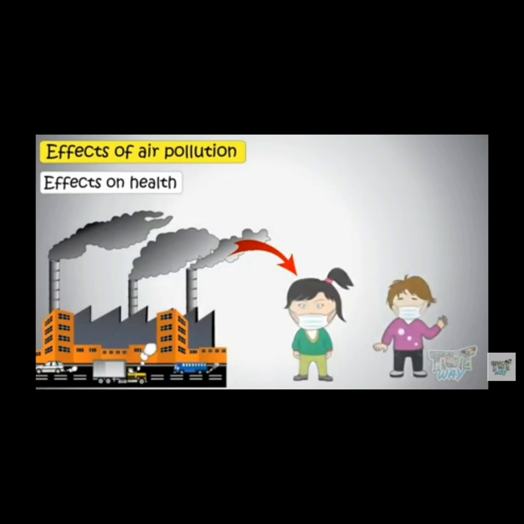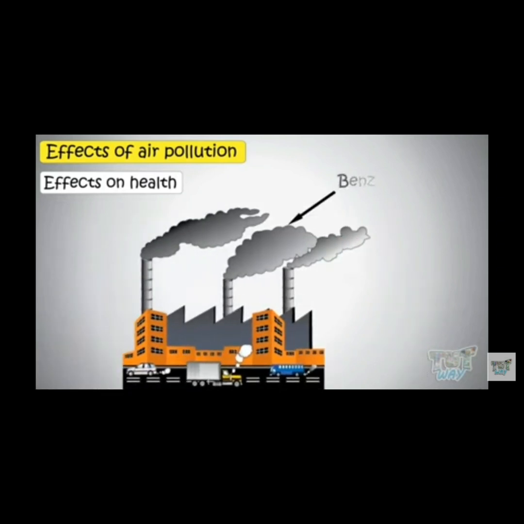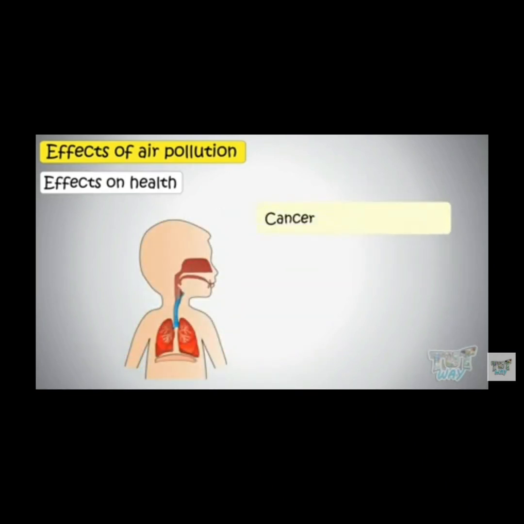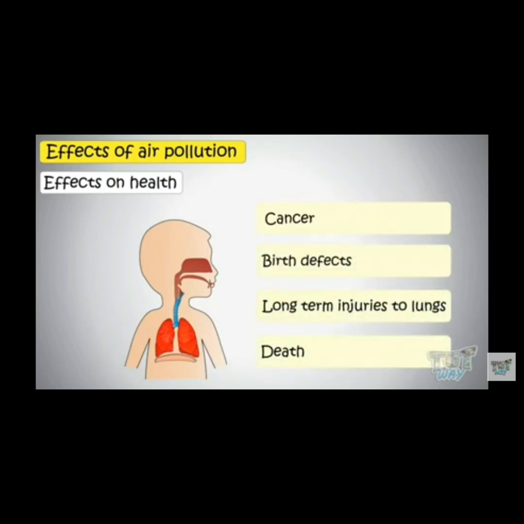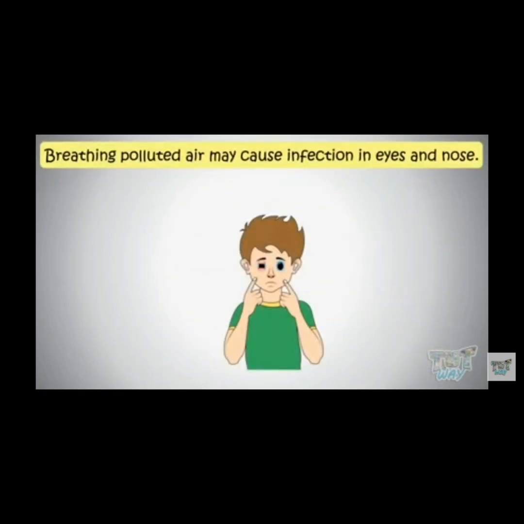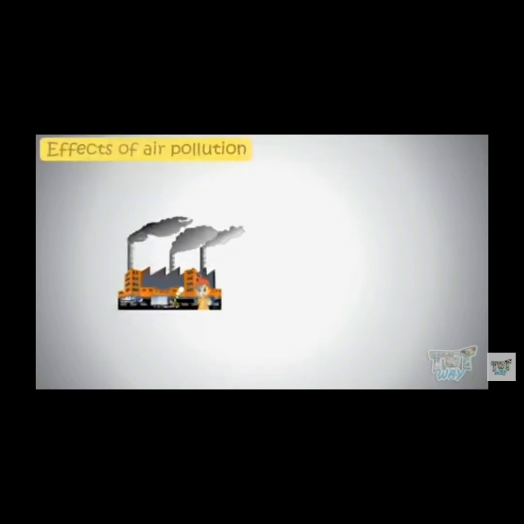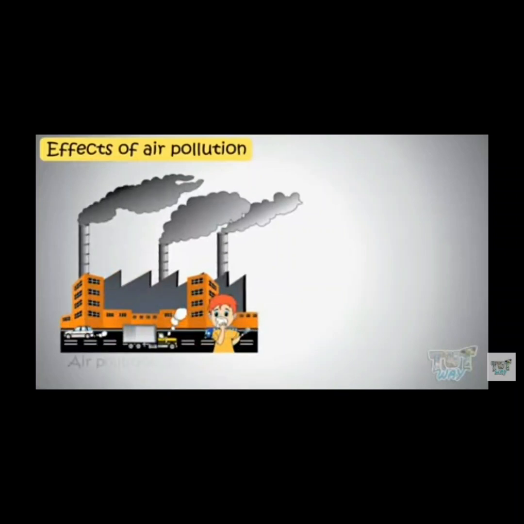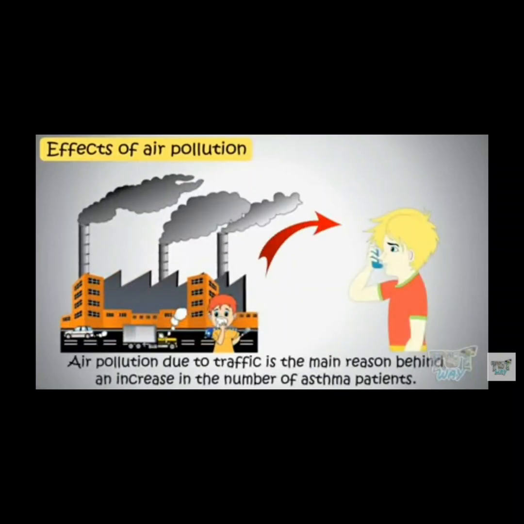Some of the pollutants in the air can be very harmful for health of living beings. Chemicals like benzene or vinyl chloride in the air can cause diseases like cancer, birth defects, long-term injuries to lungs, and even death. Breathing polluted air may cause infections in eyes and nose. Air pollution due to traffic is the main reason behind the increase in number of asthma patients.